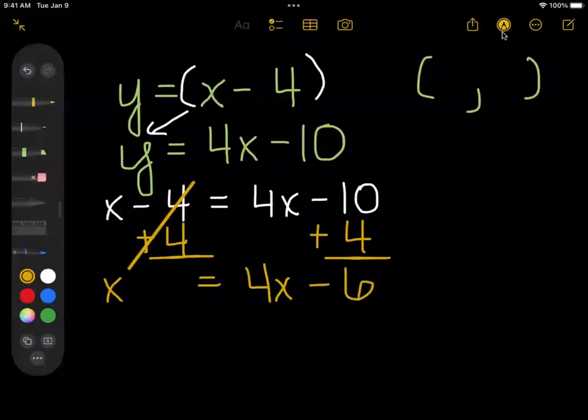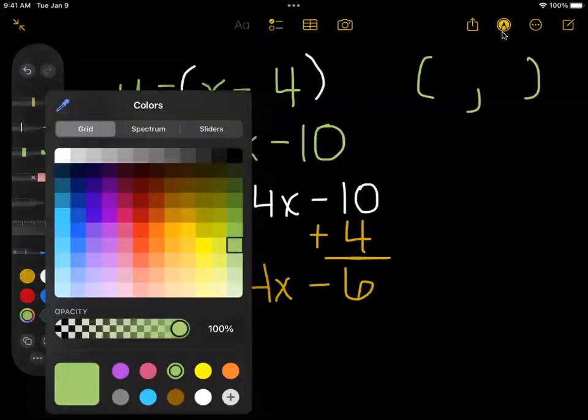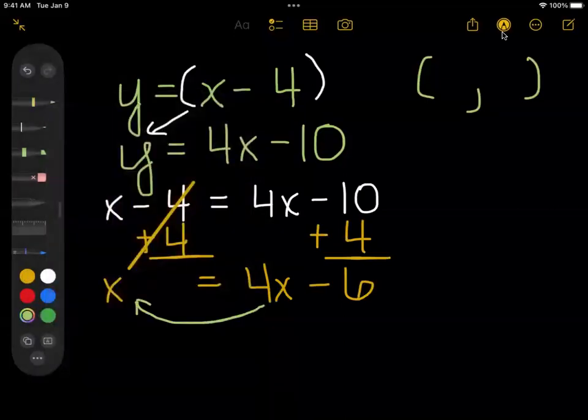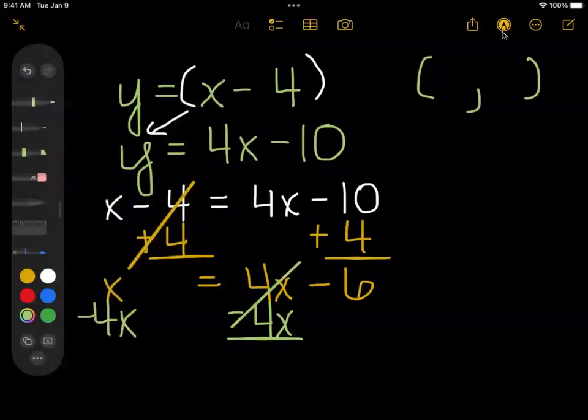Now my next step would be to move that 4x to the other side so it could be together and combined with the x. So I'm going to move this to the other side by doing the opposite to both sides. The opposite of a positive 4x is a negative 4x. So I'm going to rewrite this as negative 4x here, minus 4x here. This will cancel out. I'll have negative 6 over here, and then x minus 4x is negative 3x.